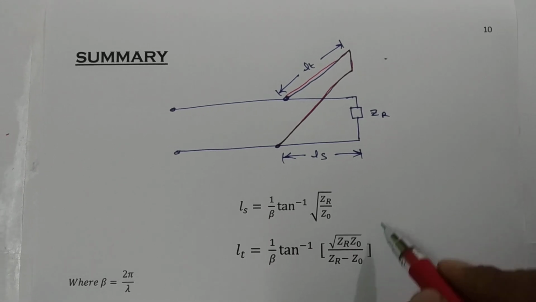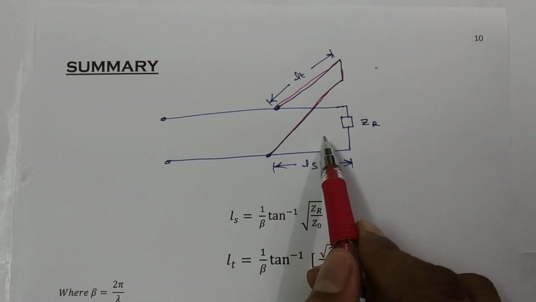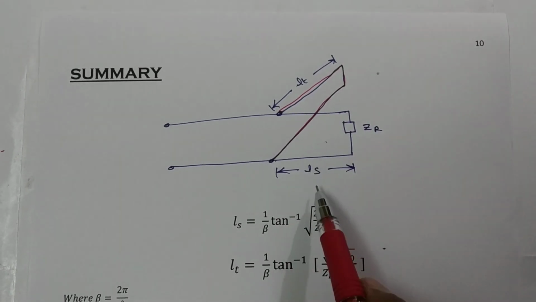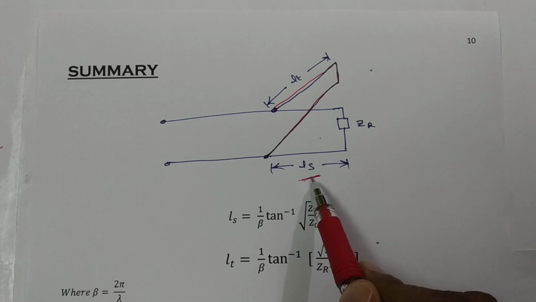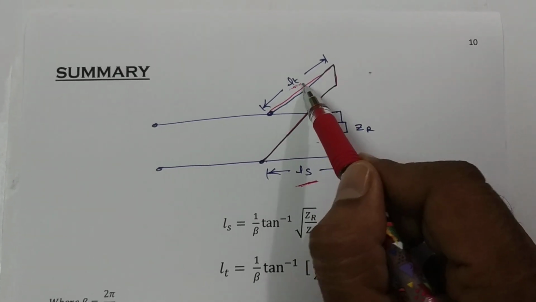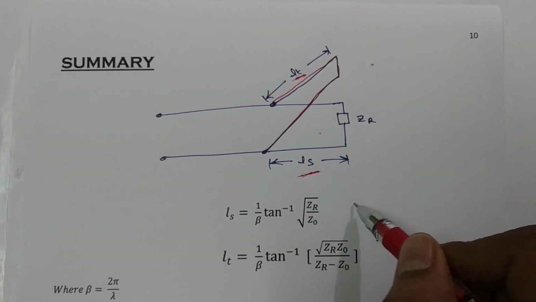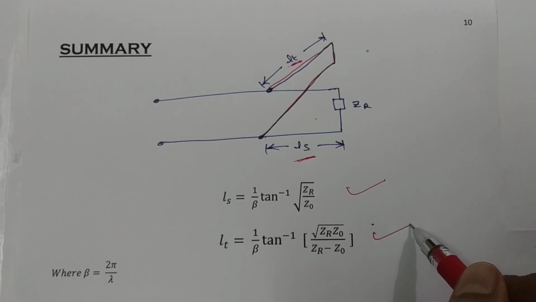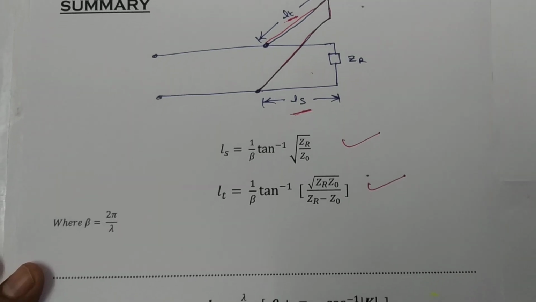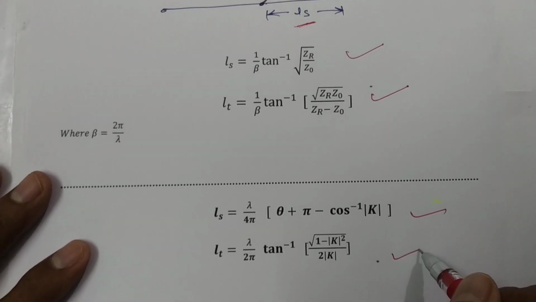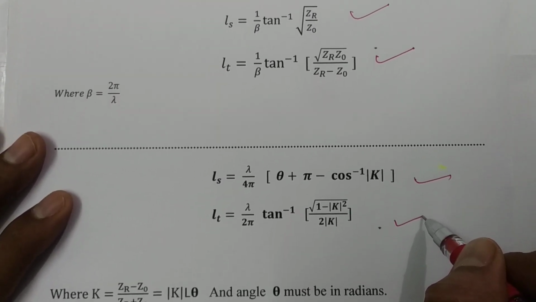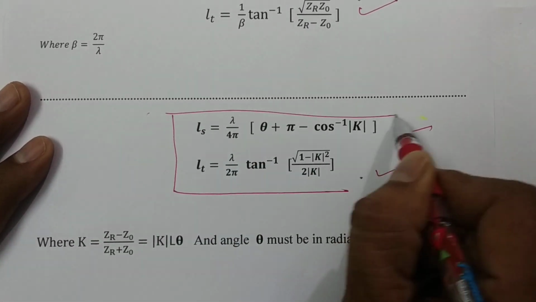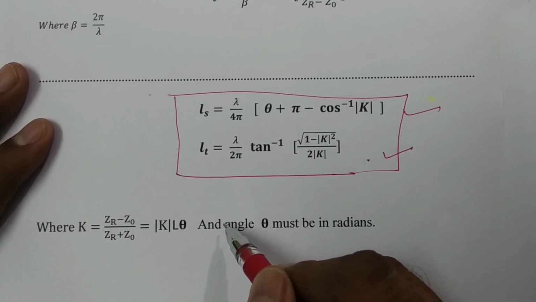Summary. Here is a transmission line with a short circuited stub located at a distance of Ls. It has the length Lt. Ls, Lt in terms of the load impedance and characteristic impedance. Ls, Lt in terms of the reflection coefficient and its angle. And these two formulas are useful in solving problems.